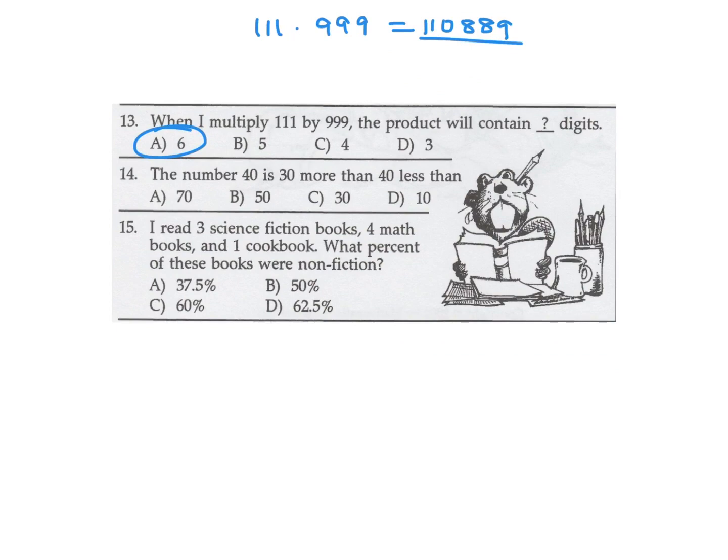The number 40 is 30 more than 40 less than... So 40 is equal to some number plus 30 minus 40. So that's the algebra, the sort of interpretation of that sentence. And therefore x would be 50 when you do that math. So the answer is B.